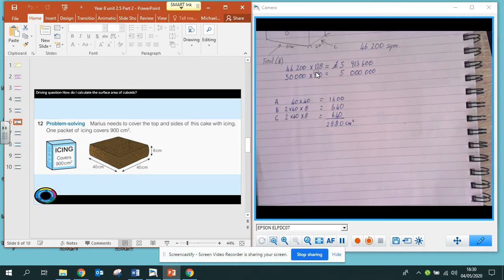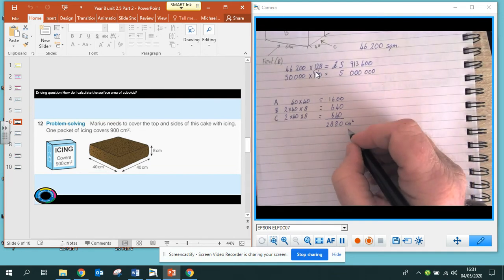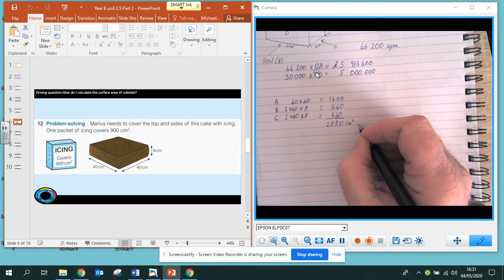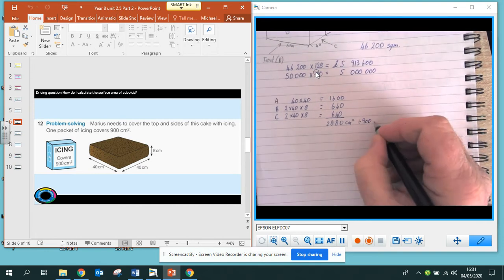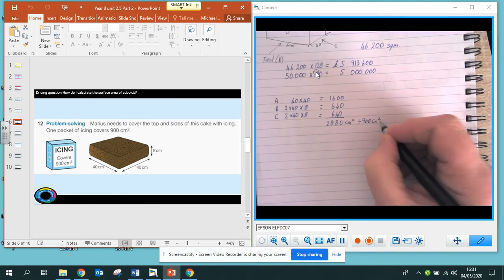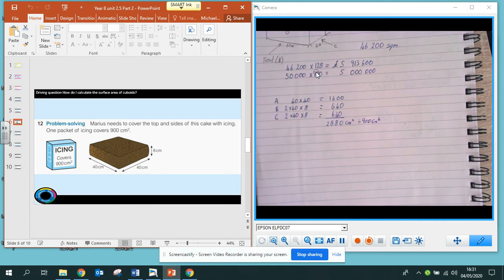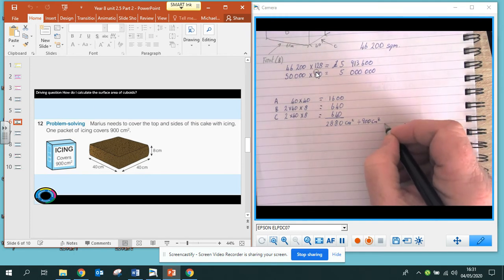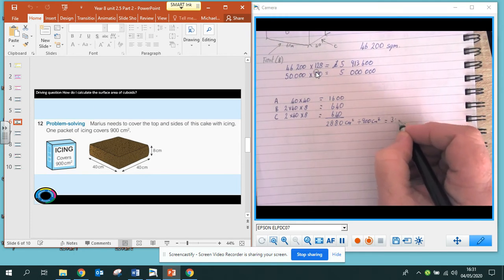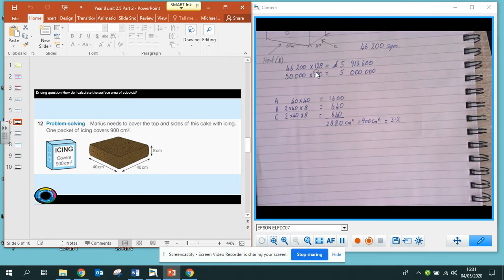Now, how many bags of icing do we have to buy? Well, to find out, I have to take my 2,880 square centimeters and divide it by 900 square centimeters. That gets rid of the square centimeters, and we get an answer that is 3.2 bags. Now, can I buy 3.2 bags of icing?